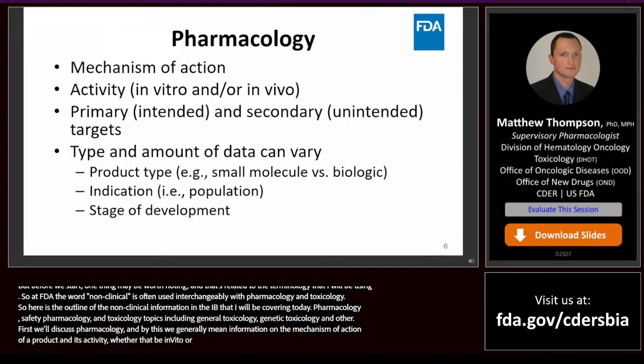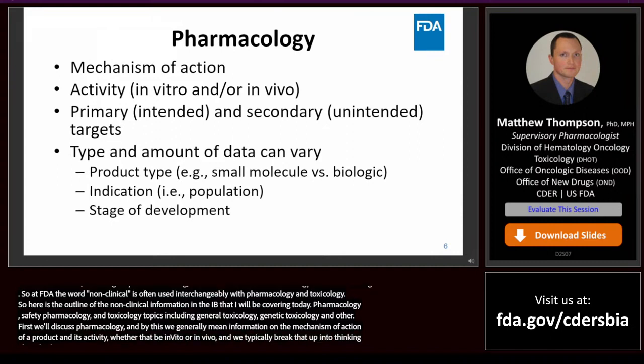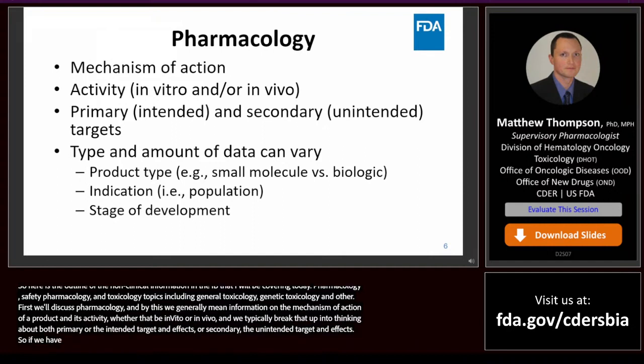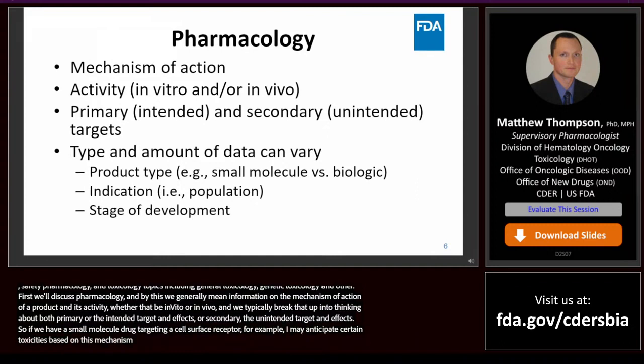And we typically break that up into thinking about both primary, or the intended target and effects, or secondary, the unintended target and effects. So if we have a small molecule drug targeting a cell surface receptor, for example, I may anticipate certain toxicities based on this mechanism of action and how interfering with the receptor results in changes in signaling, leading to both the drug's therapeutic activity but also potential side effects.